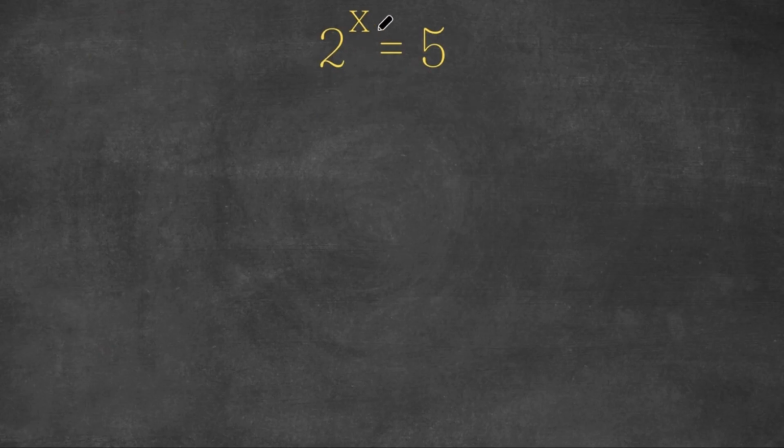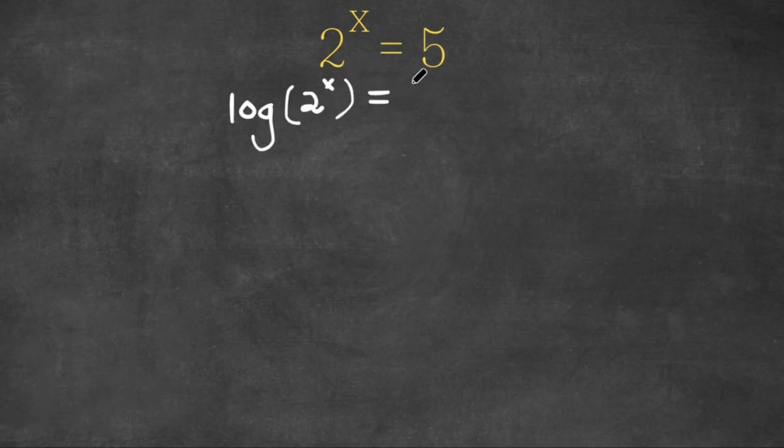In today's video, I'm going to be teaching you guys how to solve this exponential equation. So we have 2 to the power of x is equal to 5. Now, the first thing I'm going to do is I'm going to take the log of both sides. So now we have log 2 to the power of x is equal to log 5.